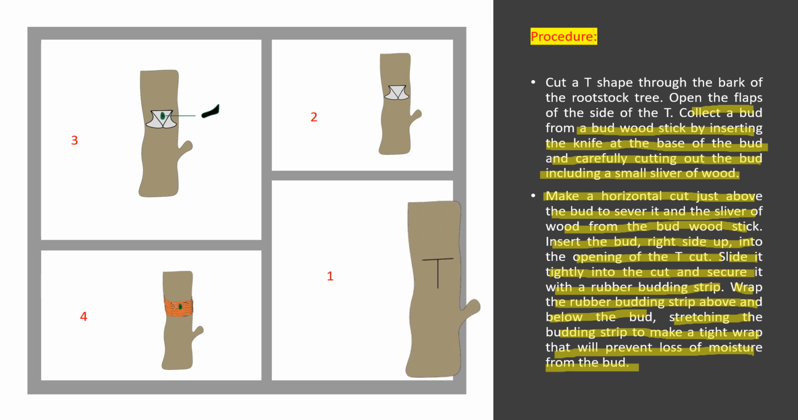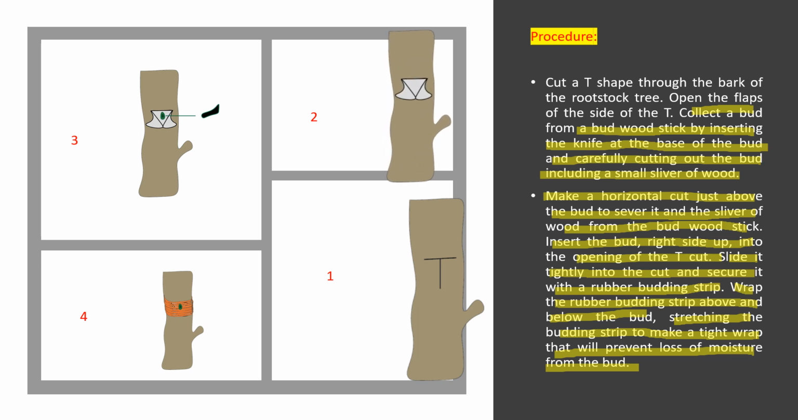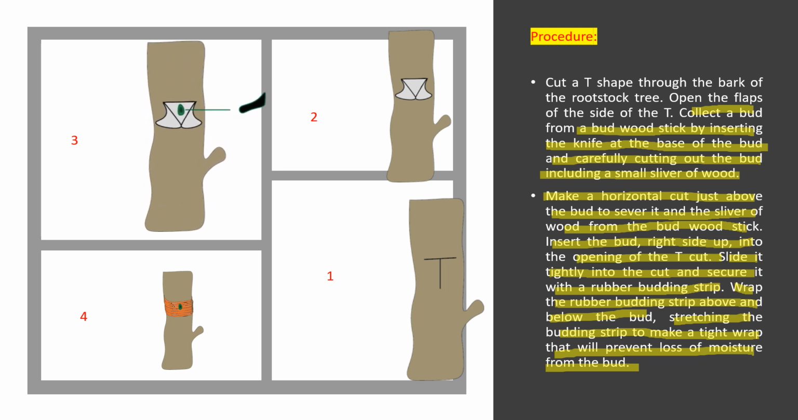So we have number 1, cut a T shape, then carefully sliver the wood, then put the bud inside, and then wrap it with cloth.